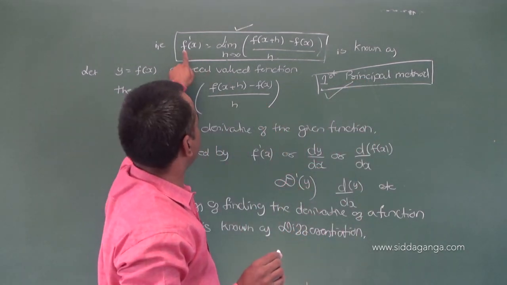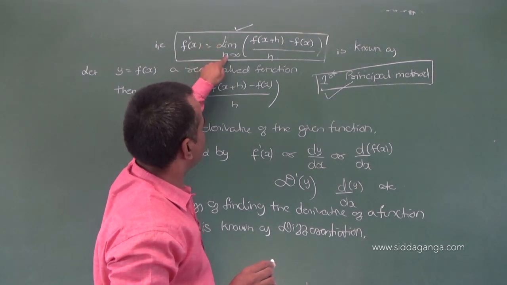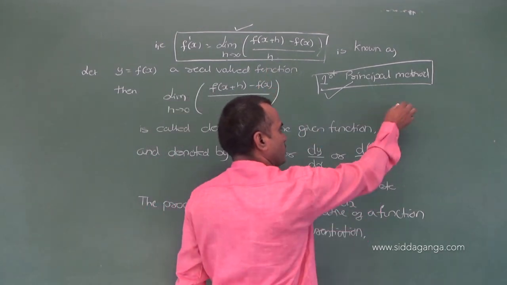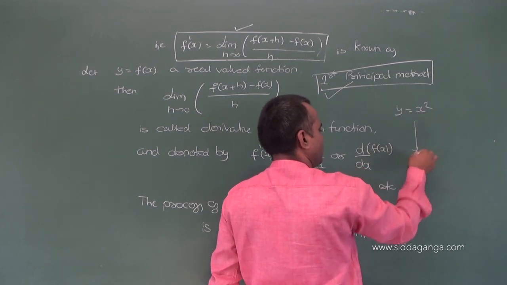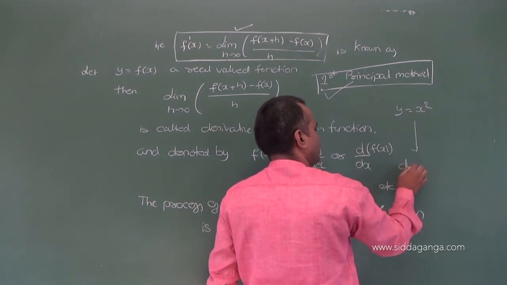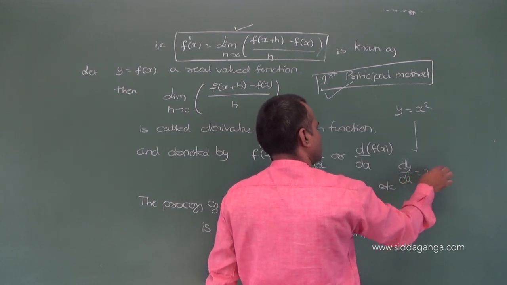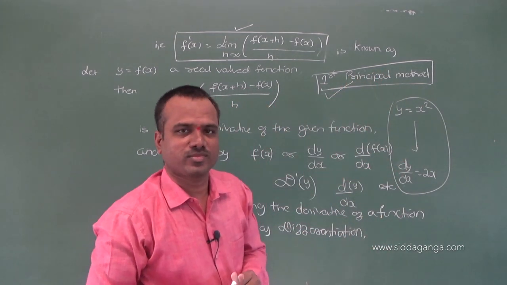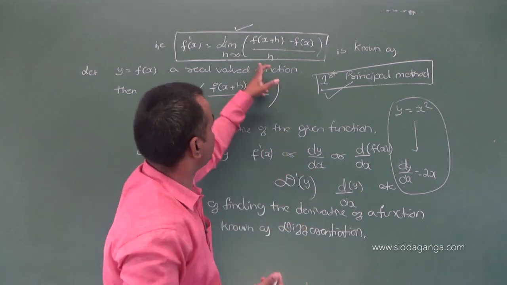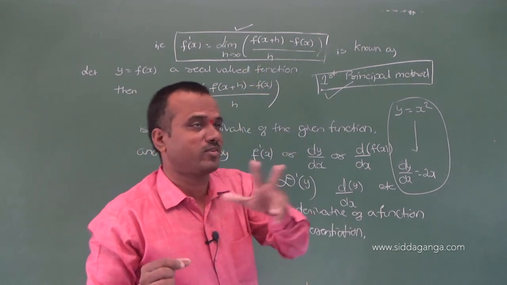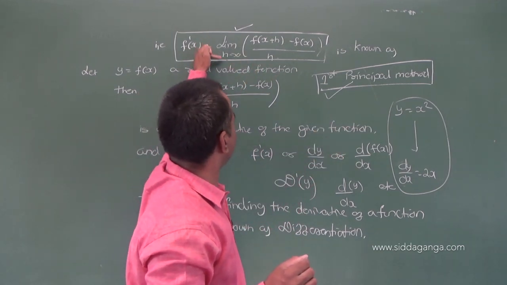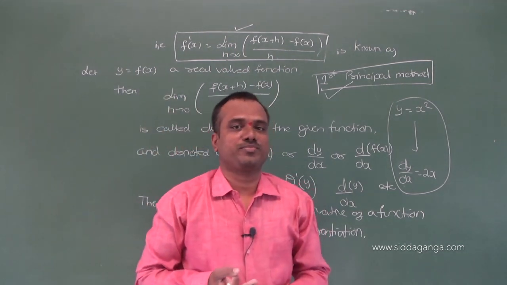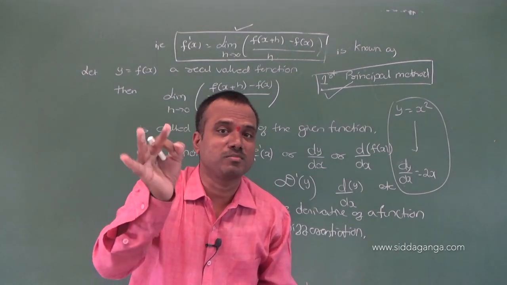So, first principle method is f dash of x is equal to limit h tends to 0, f of x plus h minus f of x divided by h. By seeing the example x square, after finding the limit, we got dy by dx is 2x. This process we followed in the previous example, we call it the first principle method. The process of finding the derivative by using f dash of x is equal to limit h tends to 0, f of x plus h minus f of x divided by h is called first principle method.